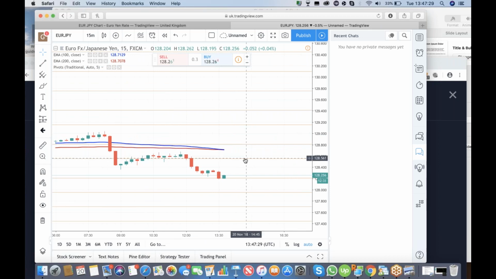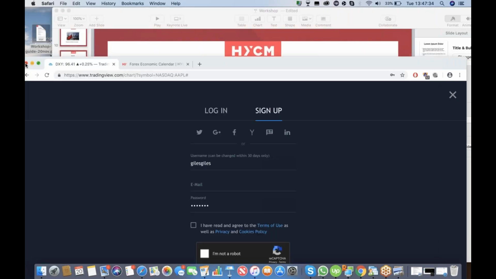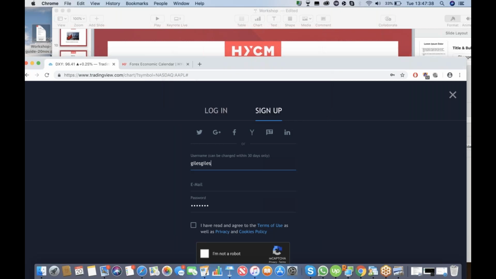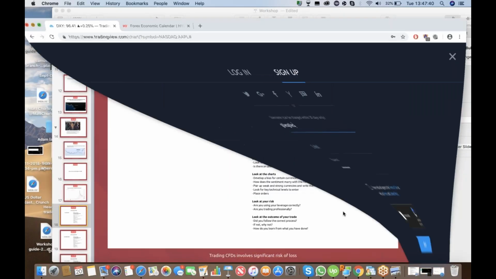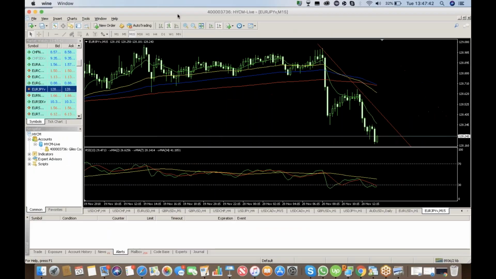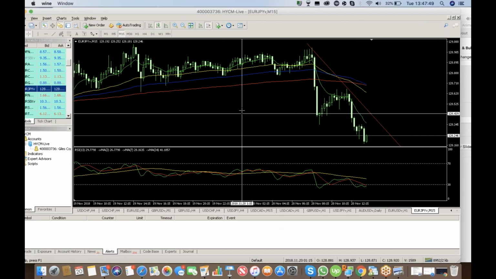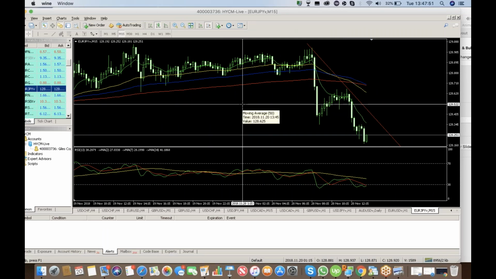So 128.55. Okay, so we can see a pivot point. That's a very sensible place to enter. So now we'll go back to our chart. When we go back to our chart, we see 128.55.